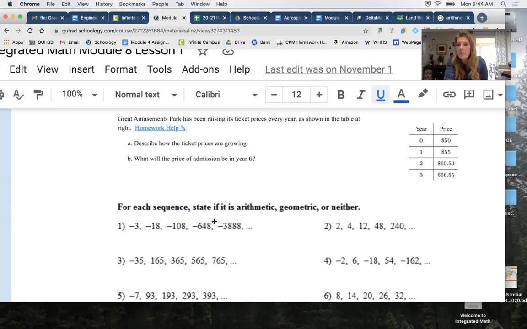I multiply by 6. So in this one, it's known as a common ratio, an R, when we have geometric, and this is going to be a ratio of 6.